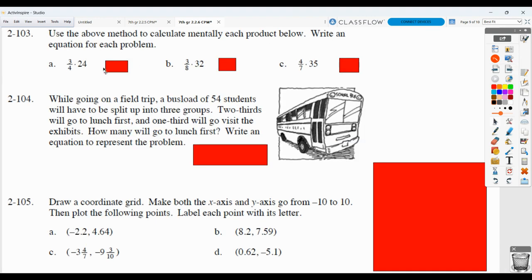Here they want you to use that same technique to calculate these products mentally. And they do want an equation. So what you probably want to do is make the 3/4 into 3 times 1/4 times 24. And again, that would be the work I'd want to see. So 1/4 times 24 would be 6 times 3 gives you the 18. Here you'd make it 3 times 1/8 times 32. 1/8 of 32 is 4. 3 times 4 is 12. Here'd be 1/7 of 35, which is 5 and again times the 4.